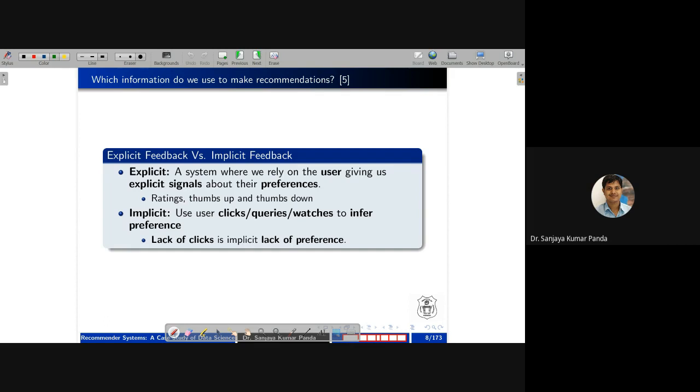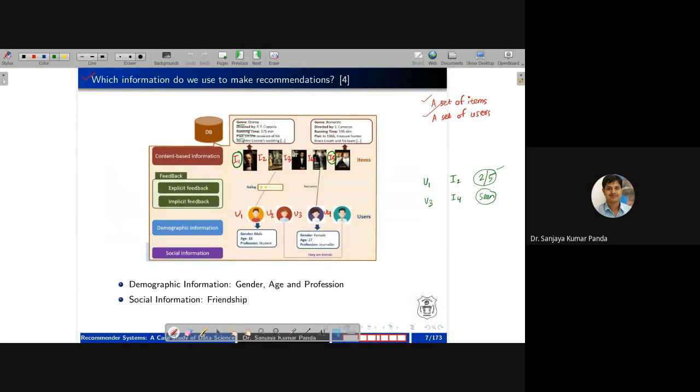So if you see that feedback, that is called your implicit feedback. So you can say implicit feedback is based upon user clicks, queries, and watches to infer the preference. But if there is a lack of clicks or lack of queries or lack of watches, then it also leads to a lack of preference. So you have to consider both types of feedback, whether it is implicit feedback or explicit feedback. You have to consider both.